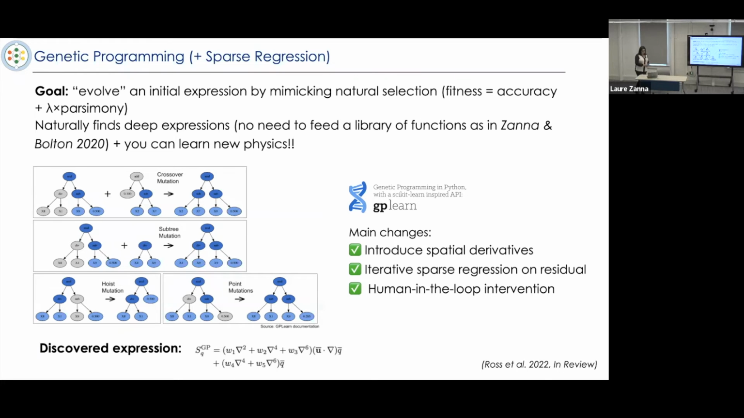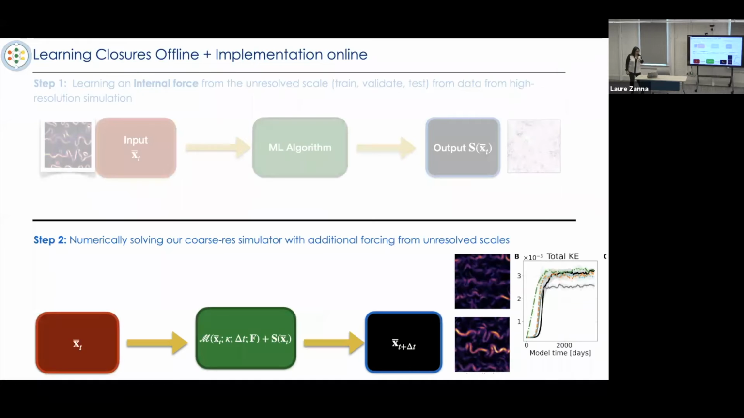But the idea is you come up with an expression. I'm not going to talk about the physics of it, but you come up with an expression that hopefully you can interpret and talk about the physics. So two different types of model: one that is pure deep learning, with thousands of parameters, and another one that has fewer parameters and that you can hopefully interpret in a mathematical way.